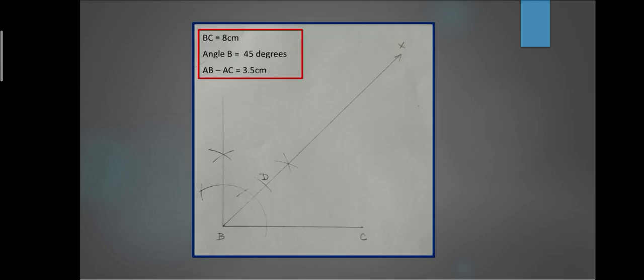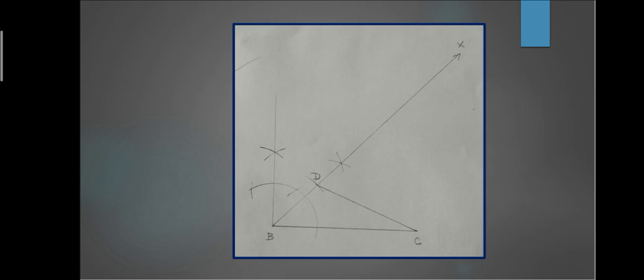Now AB minus AC is given as 3.5 centimeters. So from B we are going to make an arc of radius 3.5 centimeters to get the point D on the ray BX. So in the figure you can see we have an arc giving point D. So BD is 3.5 centimeters. Next we are going to join C to D.